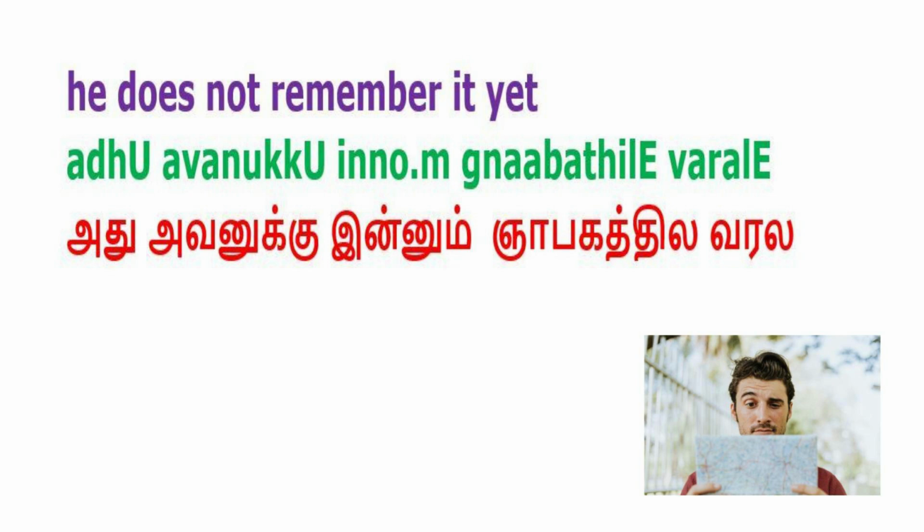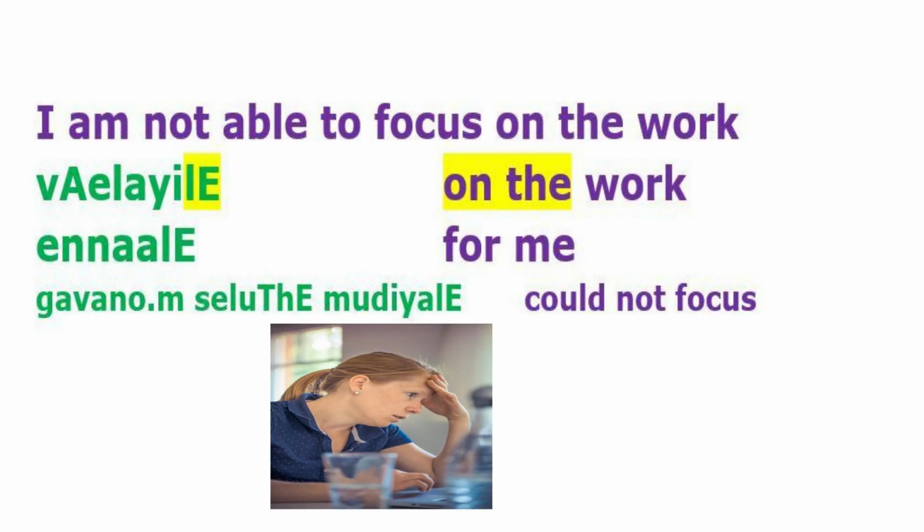I'm not able to focus on the work. வேலையில் என்னால் கவனம் செலுத்த முடியல. வேலையில், in English we say on the work. I couldn't concentrate on the work. In Tamil, it is more often la, just a la sound. Even if you say on the table, we simply say table la, or on the shelf. You say shelf la. So when you say shelf, it's just understood that you're not going to stick it under the shelf. It's going to be on top.